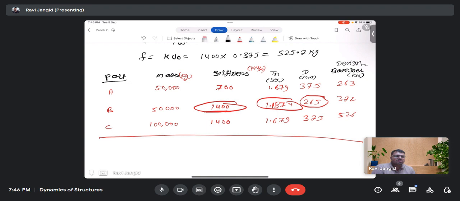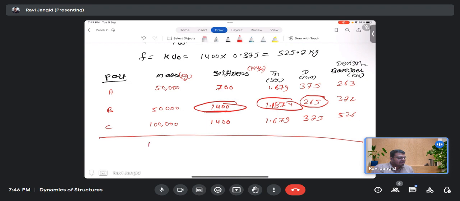That means if you increase the stiffness or if you increase the mass, the base shear will increase. The only way to reduce the base shear is to make the system flexible. Then only the base shear will come down. For the same mass, if you want to bring down the base shear, you have to reduce the stiffness.